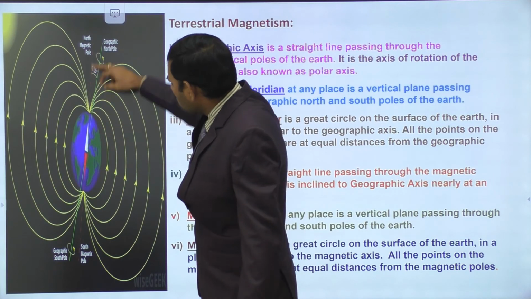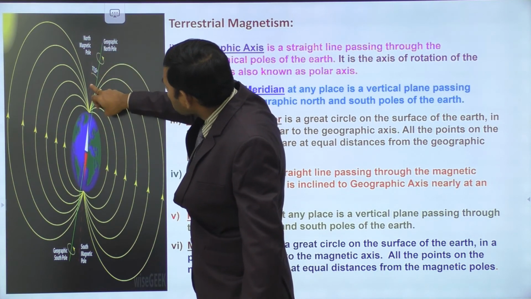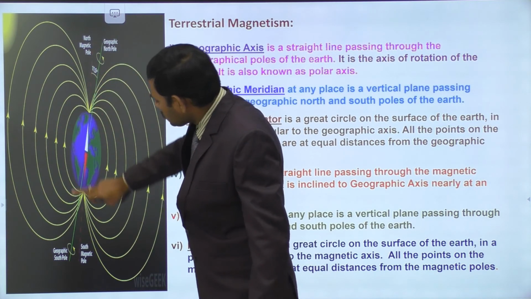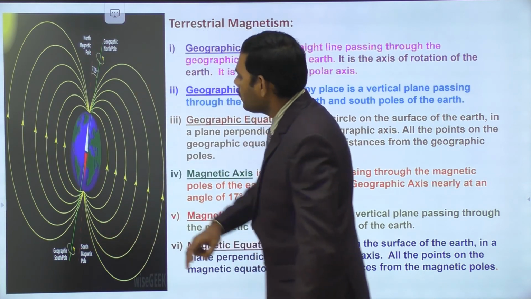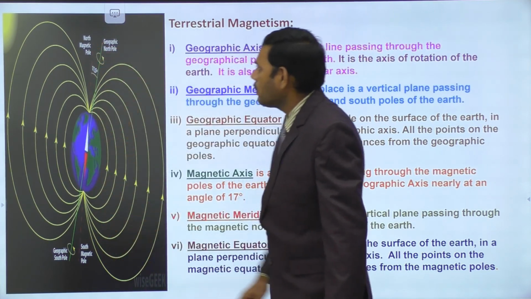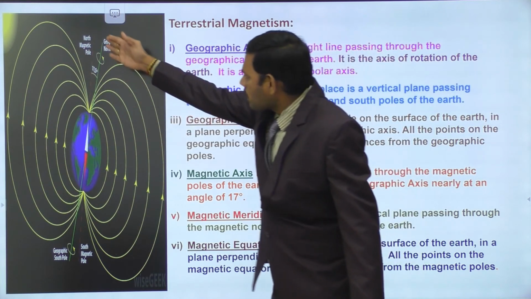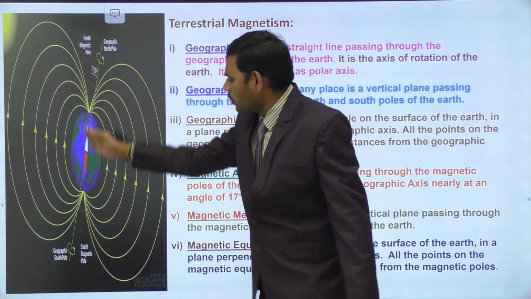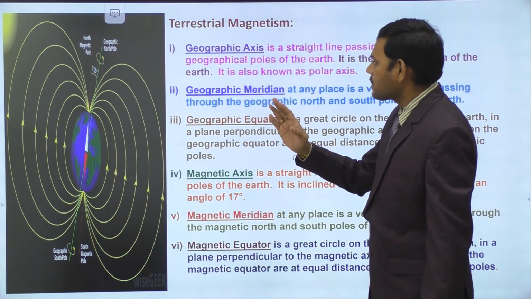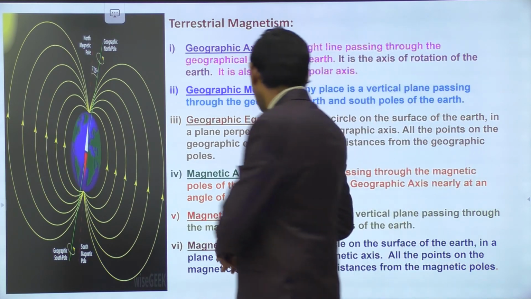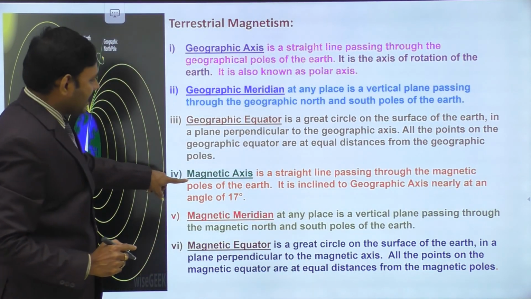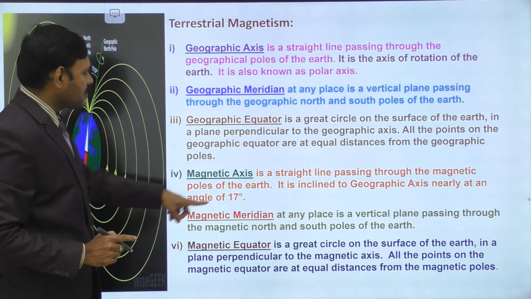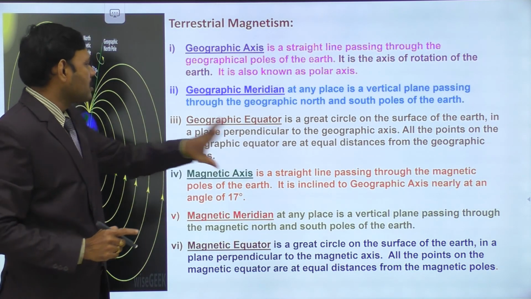That north pole of earth is located at this point and the south pole of the earth is located at this point, hence it behaves like a bar magnet. The axis passing through magnetic north pole and magnetic south pole of earth is the magnetic axis. Magnetic axis is a straight line passing through magnetic north and south poles of the earth.